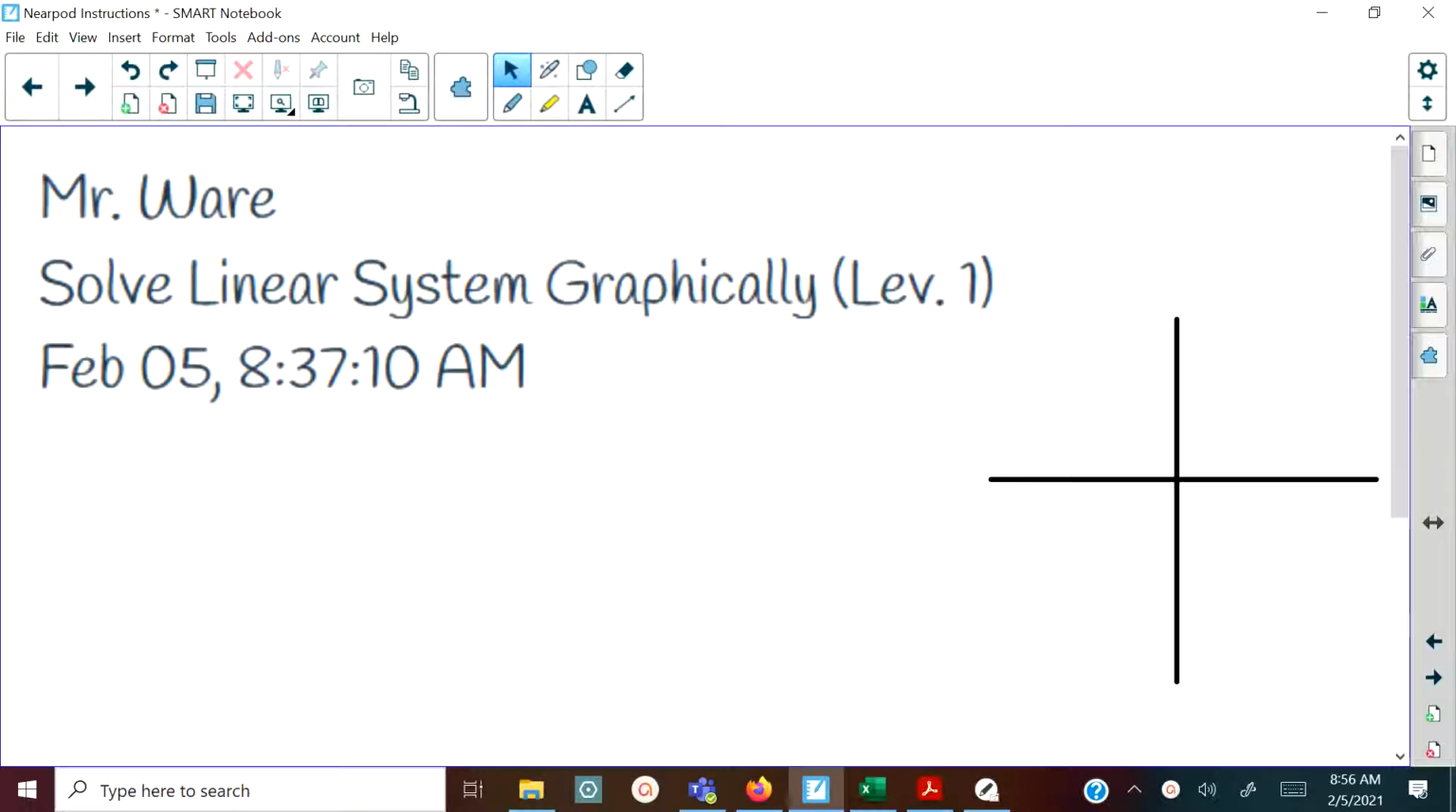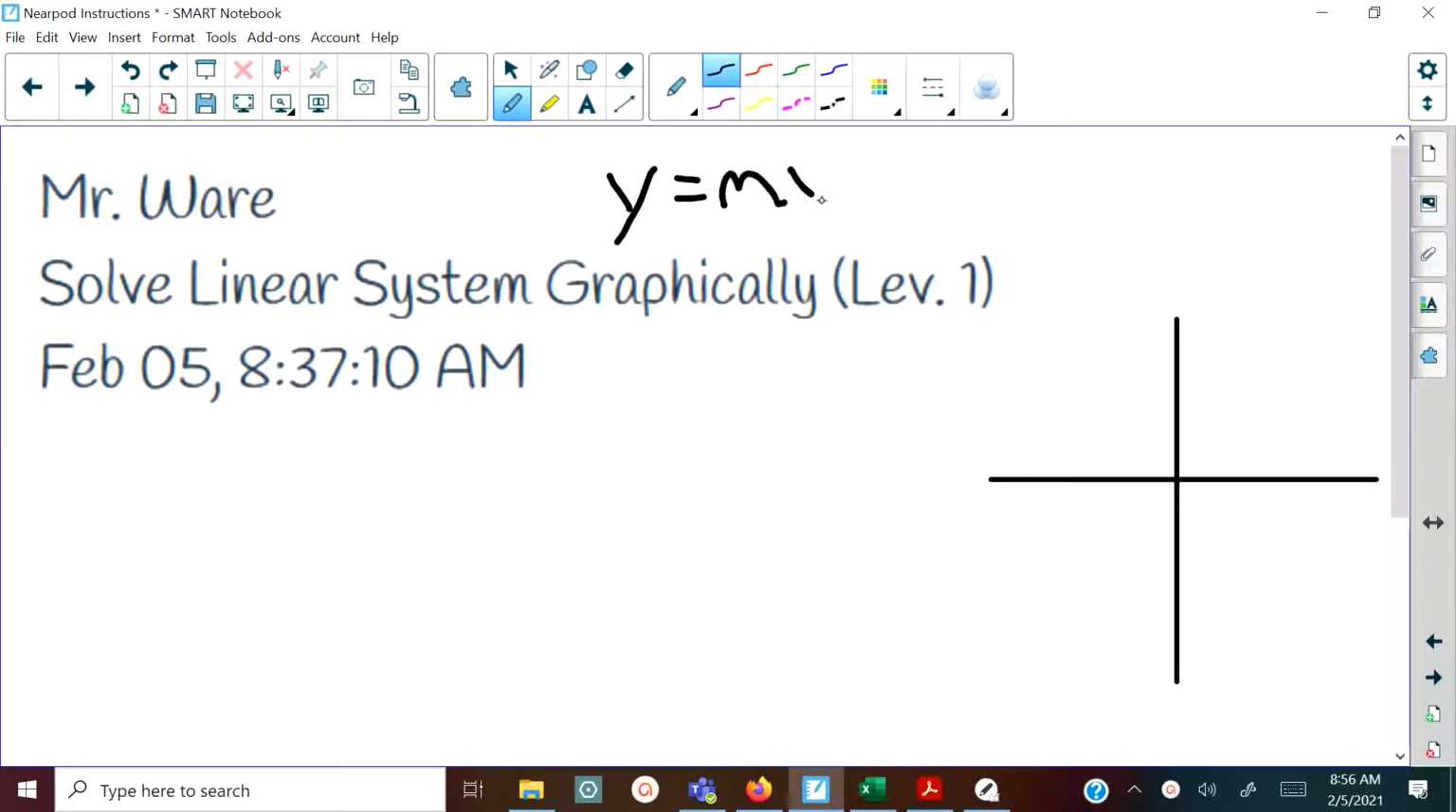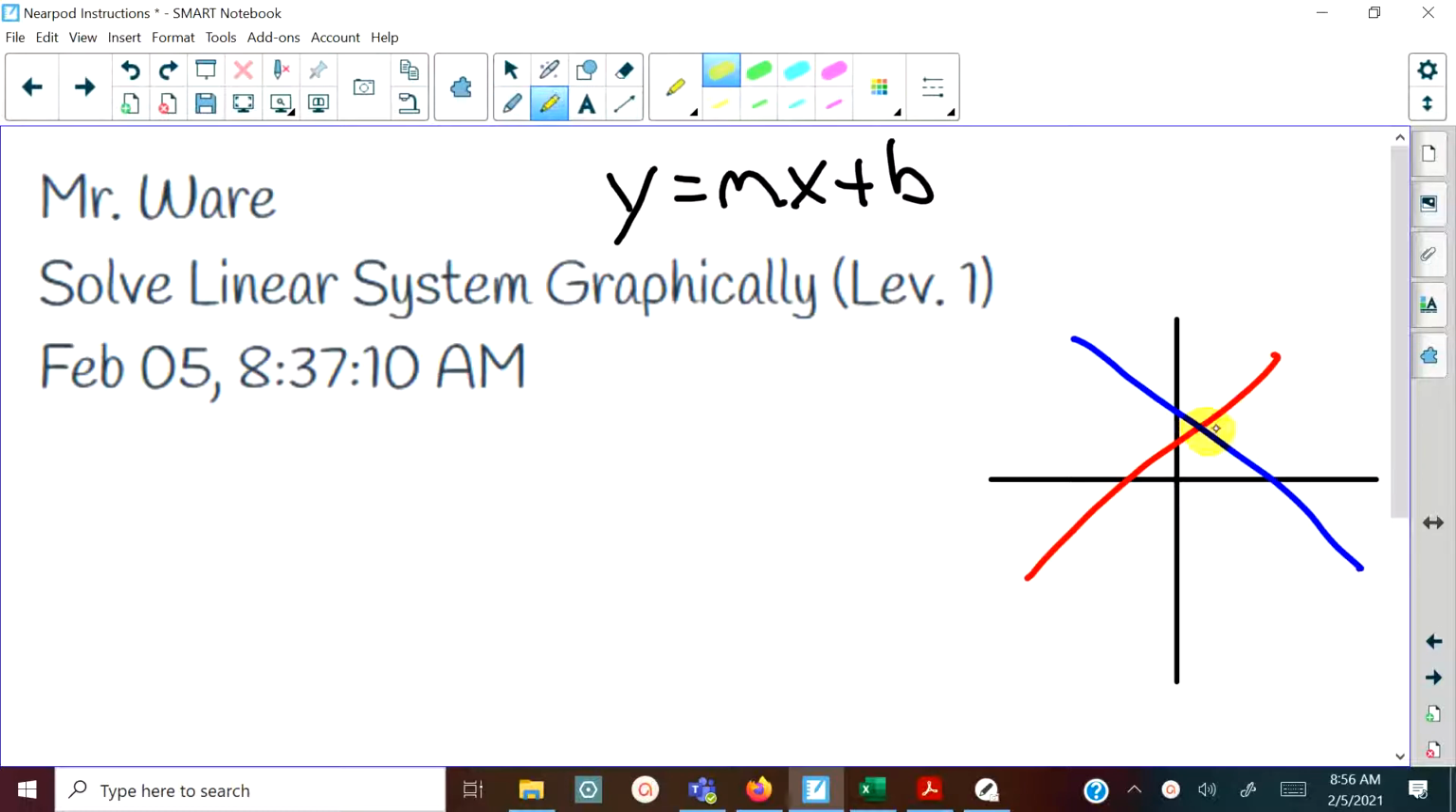So we will go through the same steps that we use to graph y is equal to mx plus b. We graph one line, let's say it went like that, and then we graph another line, let's say it went like that, and where they meet is the answer. So that's what we're going to be looking at today. Let's take a look at our first example.